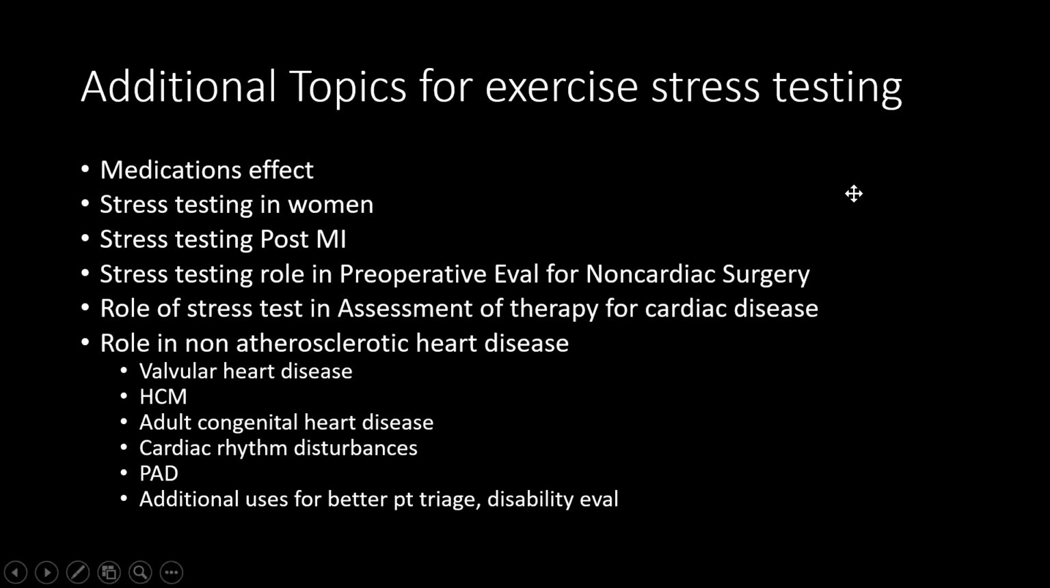Additional topics that will be covered include medication effects, stress testing in women, testing post-myocardial infarction, stress testing role in preoperative evaluation for non-cardiac surgery, role of stress testing in assessment of therapy for cardiac diseases, role in non-atherosclerotic heart disease that include valvular heart disease, hypertrophic cardiomyopathy, adult congenital heart disease, cardiac rhythm disturbances, peripheral arterial disease, and we will end by additional uses for better patient triage and disability evaluation.